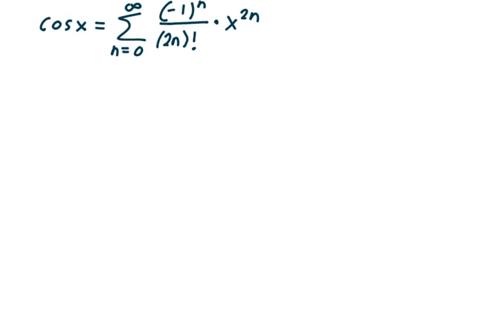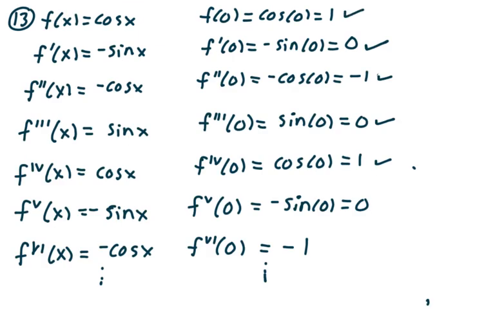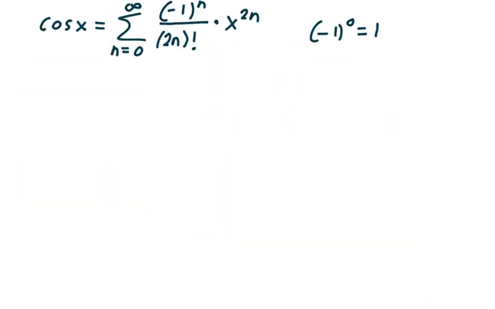Well, when I look at cosine x, it's the summation from n equals 0 to infinity. In the numerator, we get negative 1 to the n, right? Because if I replace n with 0, I get negative 1 to the 0, which is equal to 1. And that's the original up here. When I replace n with 1, I get negative 1, and it's the x squared. Because remember, it's the evens. So I'm going to take negative 1 to the n, divide by 2n factorial, and then multiply that result by x to the 2n.